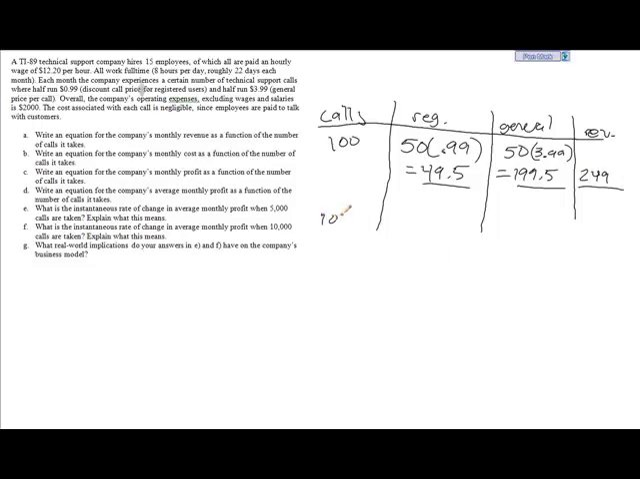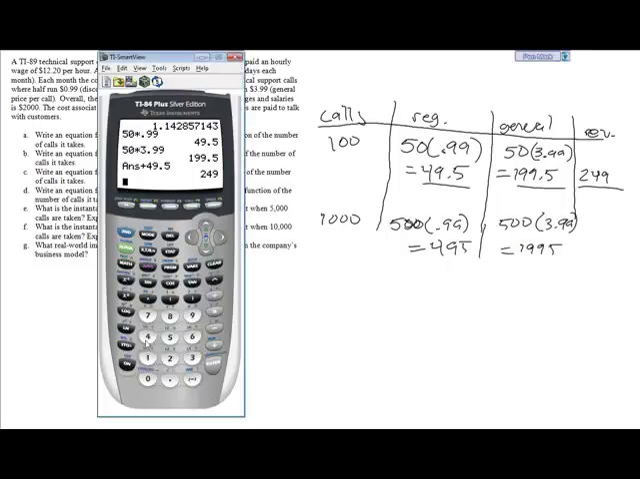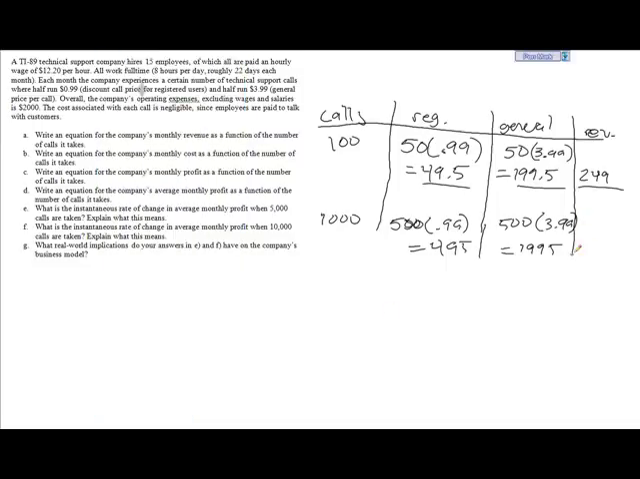Okay, what about 1,000 calls? Well, if it's 1,000 calls, then half of them are going to be 99-cent calls again. So 500 would be 99-cent calls, and that amounts to $495. And 500 of them would be $3.99 calls, so that would basically be $1,995, for a total of $495 plus $1,995, $2,490. I should have known that. Just an extra zero.